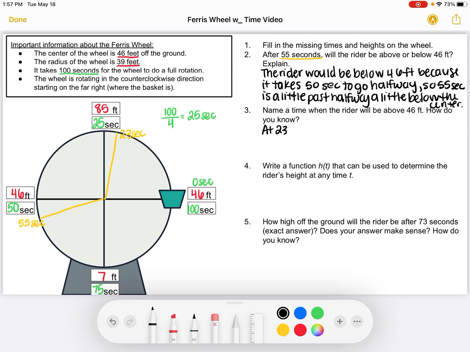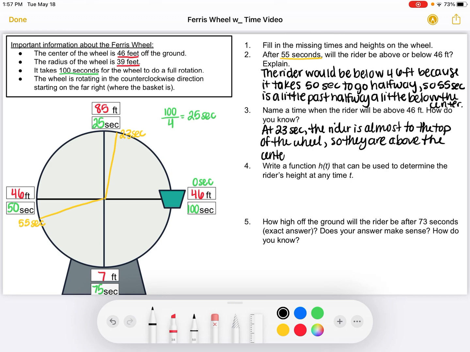At 23 seconds, the rider is almost to the top of the wheel. So they are above the center, which is 46 feet. So you could really pick any time that is between 0 and 50 and just explain where that time is, and that since it's above the center, it's going to be above 46 feet.